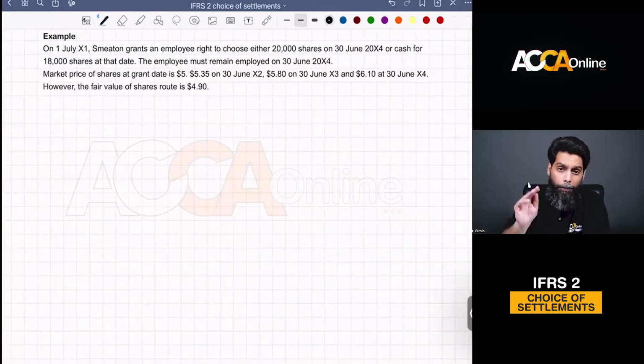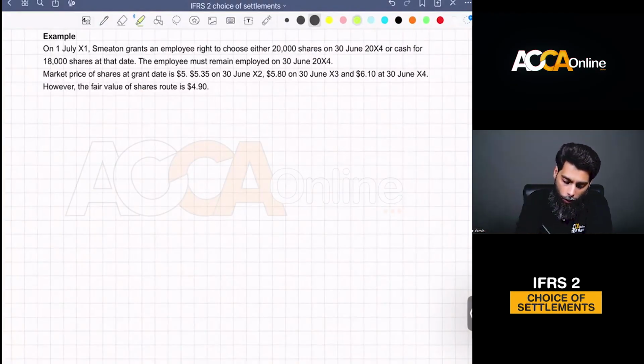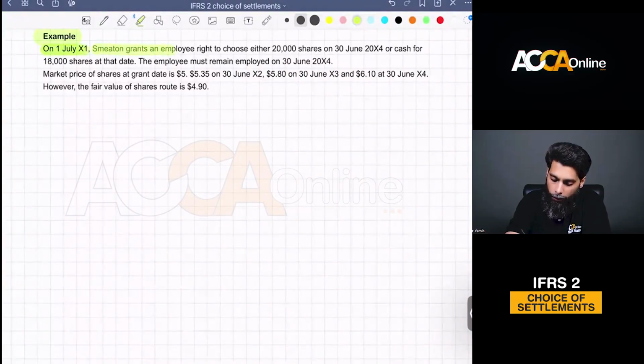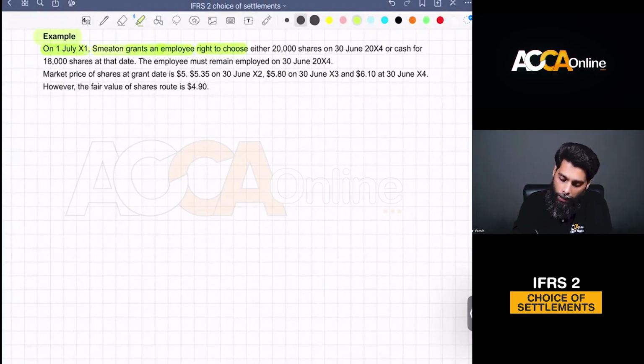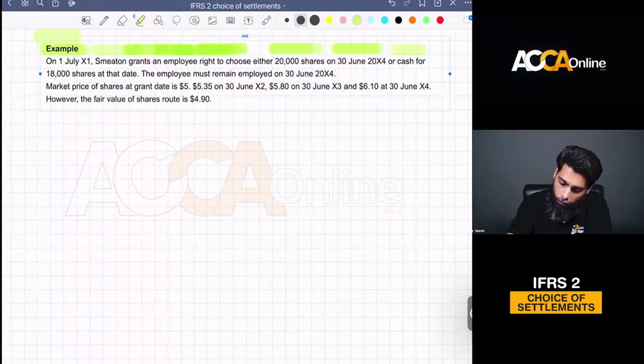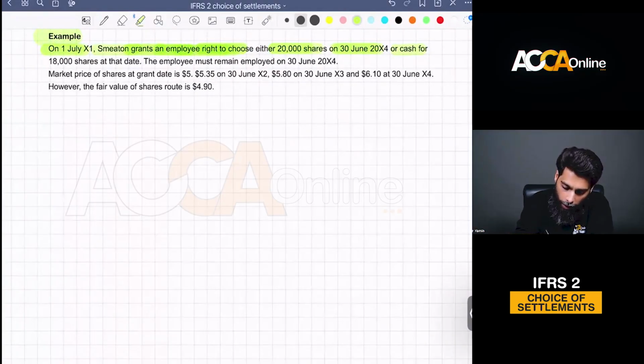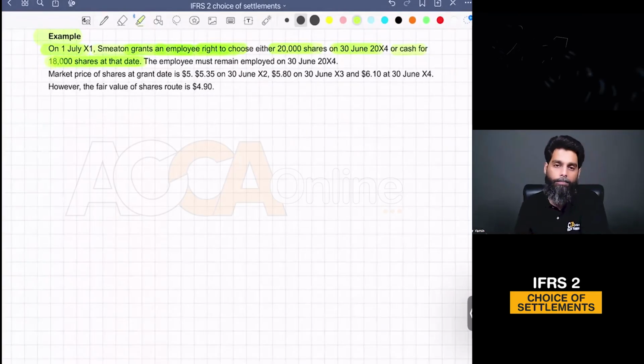Please, I want your feedback on this very quickly. So here is an example and we are going to solve this example. It says on 1st July 20x1, Smeaton grants an employee right to choose. Who has the option? The counterparty has the option. On 1st July X1, Smeaton grants an employee right to choose either 20,000 shares on 30th June 20x4 or cash for 18,000 shares at that date.